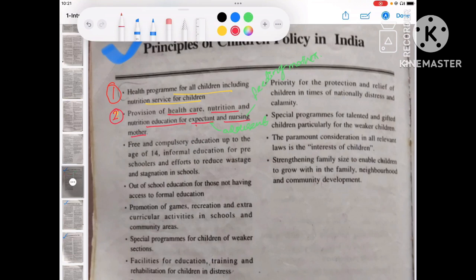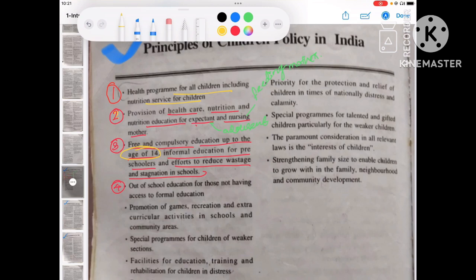And the third one is free and compulsory education up to the age of 14. They should get free and compulsory education up to the age of 14. There should be informal education for preschoolers and efforts to reduce the wastage and stagnation in the school. I hope you have heard that in slum areas and villages, children are not getting sufficient education. So they have to provide free and compulsory education up to the age of 14. That is very important.